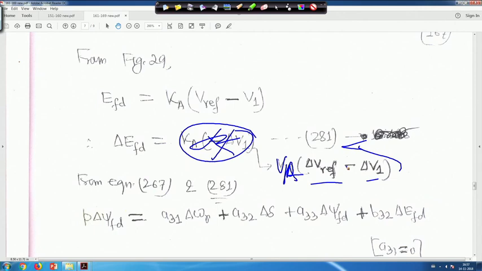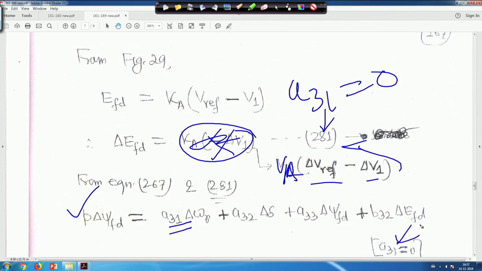Therefore, from equation 267, and this equation 281, what you do, you substitute in 267, that is the third equation for your P delta psi FD. Go back to the matrix of 267, there is a third equation, and there I have written A31, but actually A31 is equal to 0, right. See that matrix, actually you will see A31 is equal to 0, but here also I have written A31 is equal to 0, right.